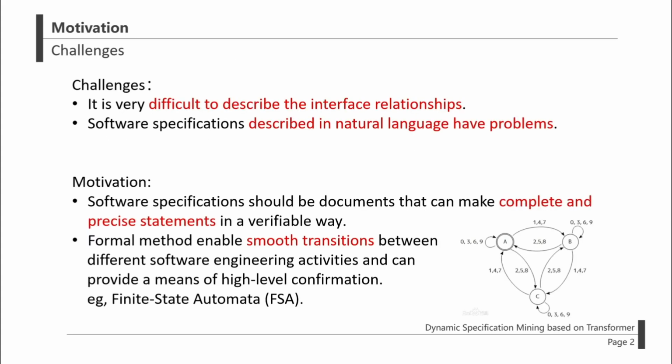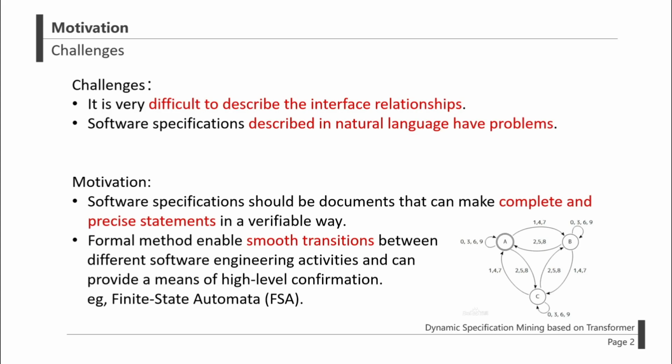When writing software specifications, it is very difficult to describe the interface relationships between the components of the software and between the various stages of development. In addition, software specifications described in natural language have problems such as ambiguity, redundancy, and confusion between levels of abstraction.